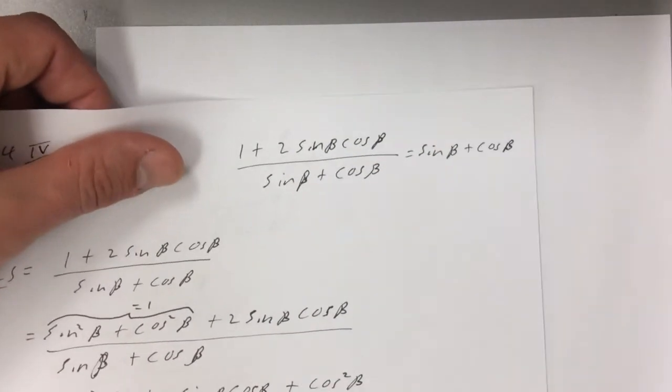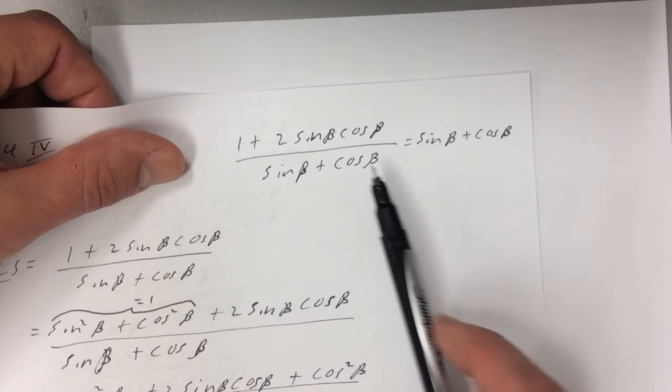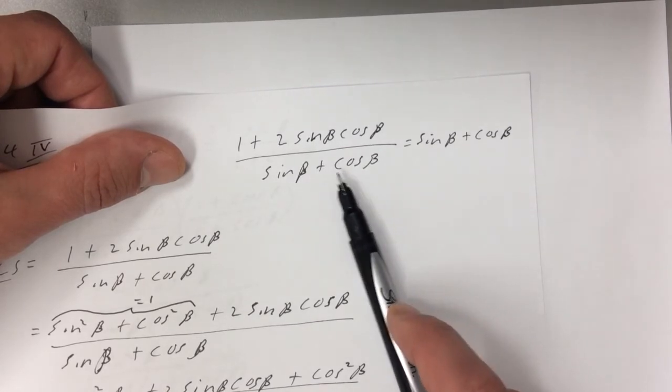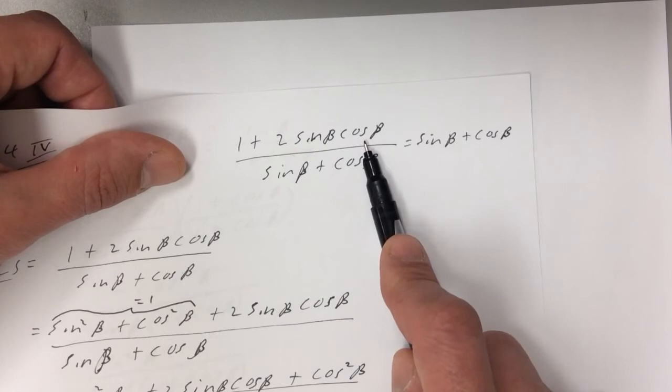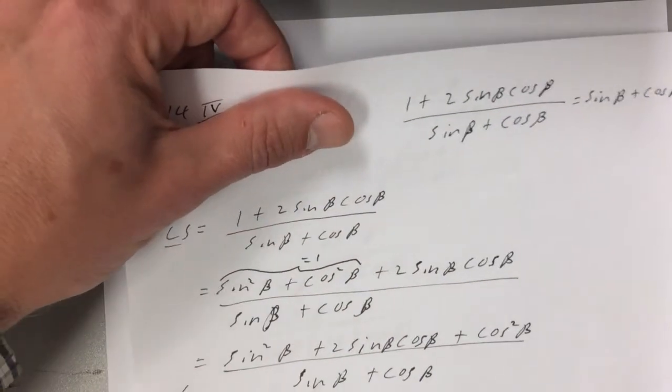All right. What if you had, let's do an example here. This one here. If you had this to prove, this one's ugly, then I would start from the left side on this one. And 1 plus 2 sine beta cos beta, well, that looks like the middle of expanding out a perfect square. So we're going to try and manipulate this that way.